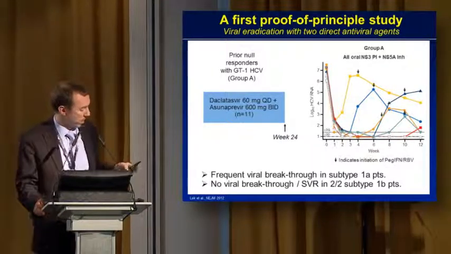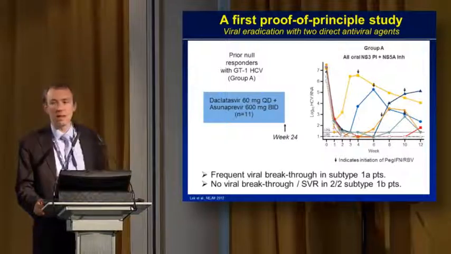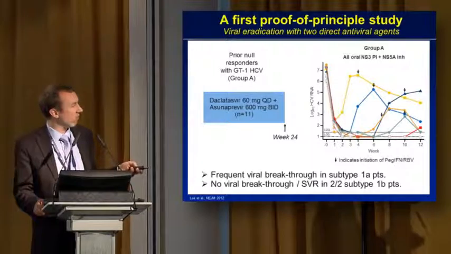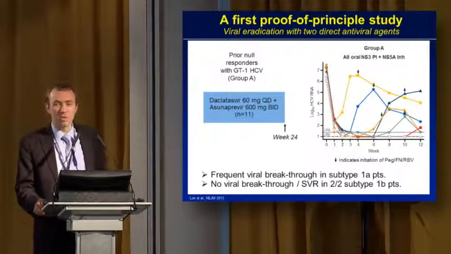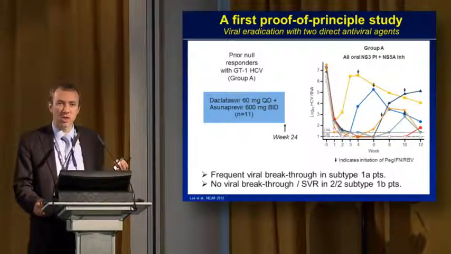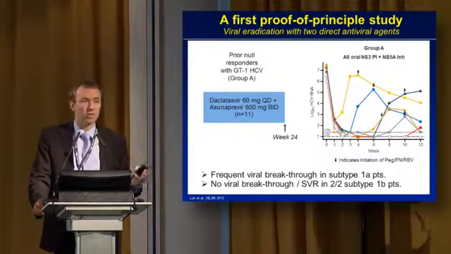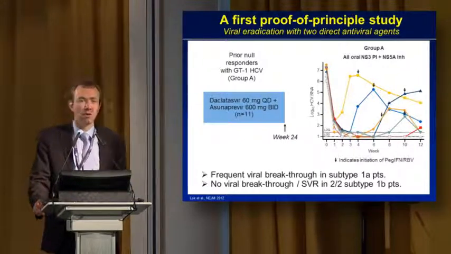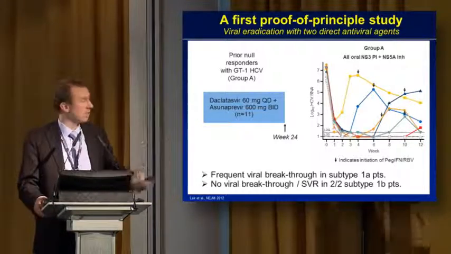I just want to remind you that with these two drugs here, daclatasvir and asunaprevir, the NS5A inhibitor and the protease inhibitor, for the very first time in a small study, of course, it was proved that you can eradicate the virus without interferon alpha. In 1a patients, we ended up with some breakthroughs, but some 1a patients achieved a sustained response. All 1b patients achieved a sustained response. So for the very first time, this proof of principle study showed us, yes, we can cure our patients without interferon alpha. And of course, based on this experience, many other studies were then initiated.